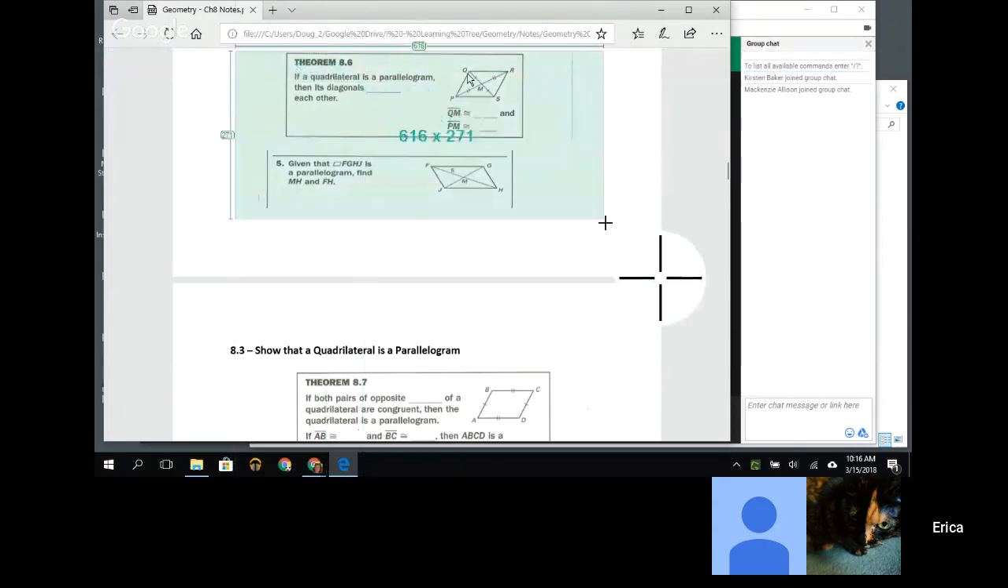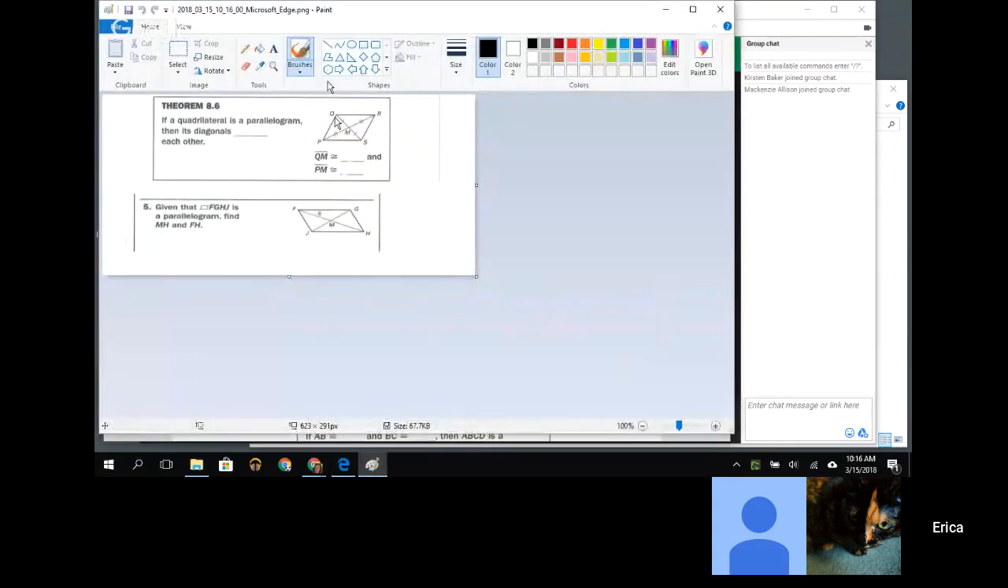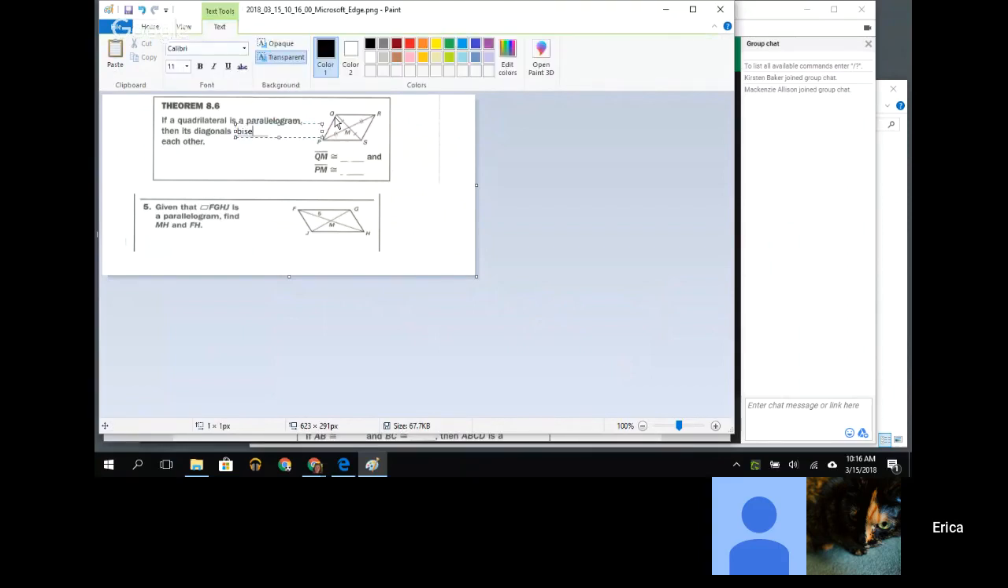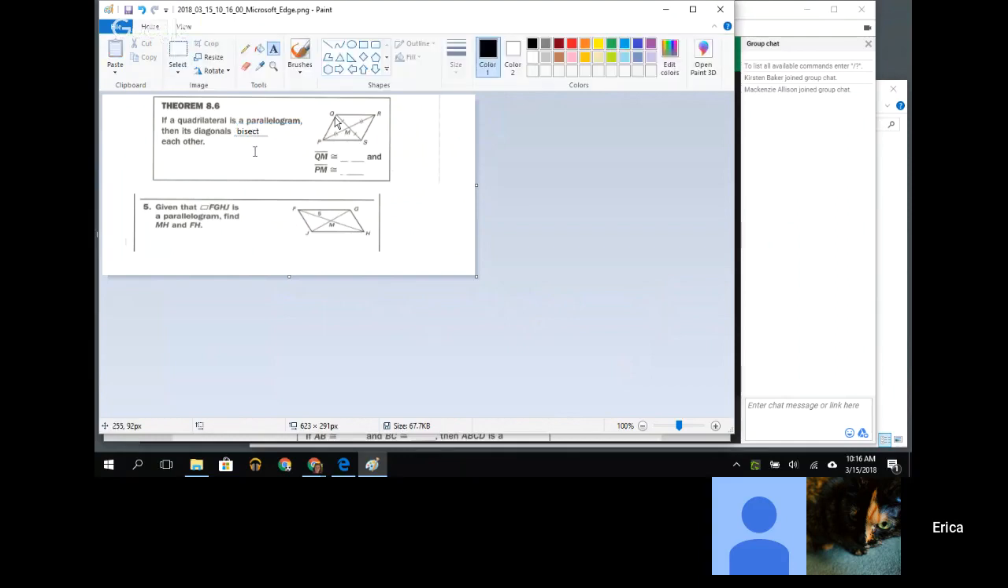Let me pull this over into Paint. So the fill in here is if a quadrilateral is a parallelogram, then its diagonals bisect each other. So what does the word bisect mean? I guess you guys can't chat back. But remember, bisect means that they're going to cut each other equally in half.